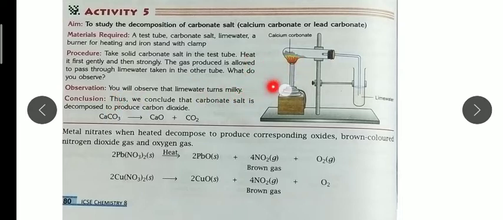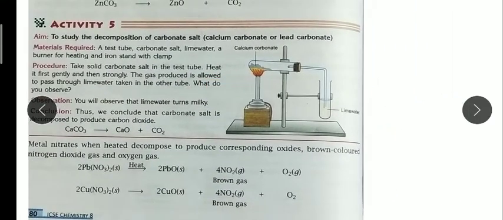When we heat the calcium carbonate, as this salt CaCO3 is a carbonate salt, it will release carbon dioxide gas. How do we do this? You can see we have to take a solid carbonate salt in a test tube, and then heat it gently and then strongly. It will release carbon dioxide gas, and with the help of a delivery tube, we pass this carbon dioxide gas into lime water.